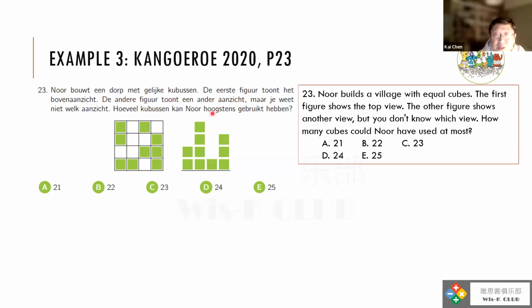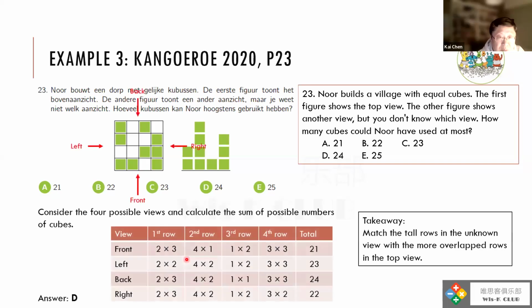Of course, I shared the solutions already, but the thing here is that I don't know what view it is. Is it a front view? Is it a back view? I don't know. But then I can just list all the possibilities. The left view is certain, it is the top view from top to bottom. And for the right one, just imagine it's a front view, from front to backwards.